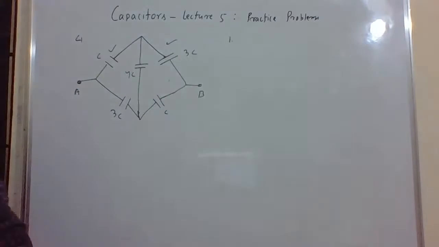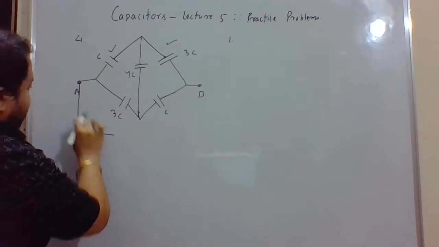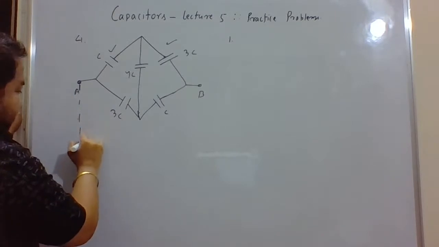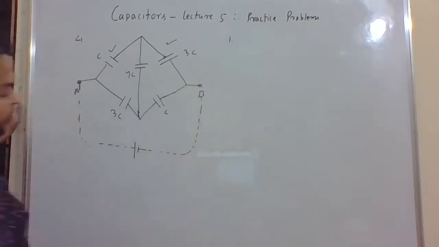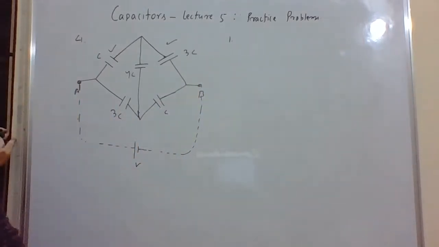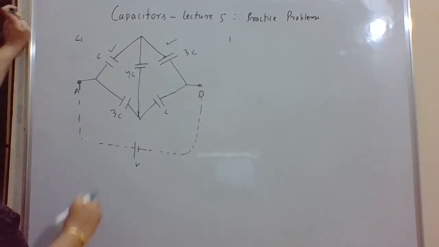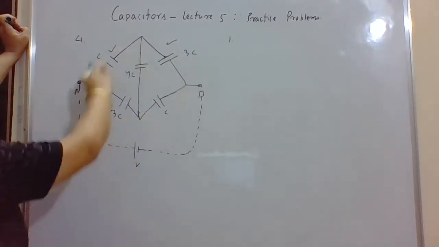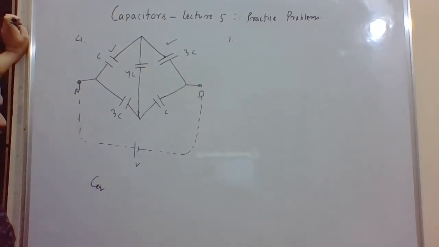Step number one. Once you know that it's not a balanced Wheatstone bridge, do one thing: mentally connect it to a cell, just like we had done in case of symmetry. Mentally connect it to one cell of potential difference V. Whatever is the equivalent capacitance of this circuit, suppose the equivalent capacitance is C equivalent.